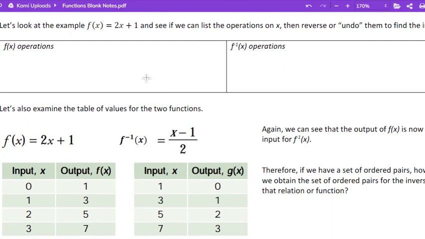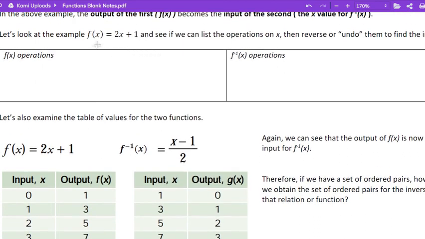Let's look at the function f of x equals 2x plus 1. Okay, so a nice linear function. And we're going to find the inverse function by undoing the operations. So in order to do this, we need to understand the operations of the original function and the order of the operations. Okay, so what's our input? Well, the input is going to be the x.